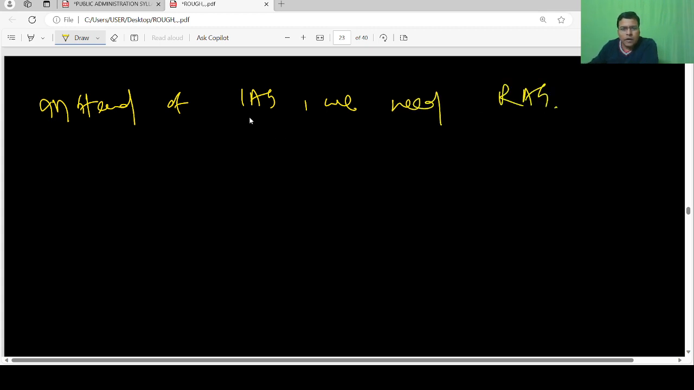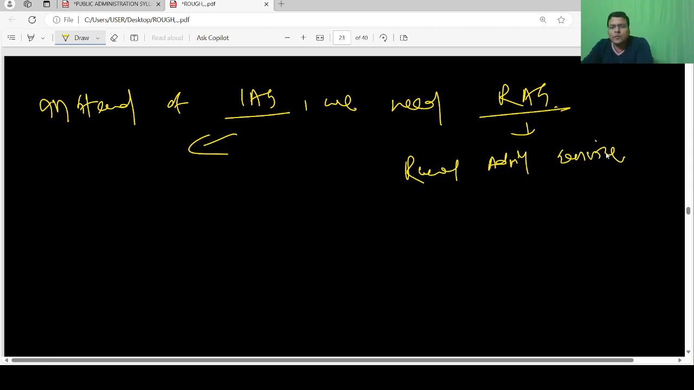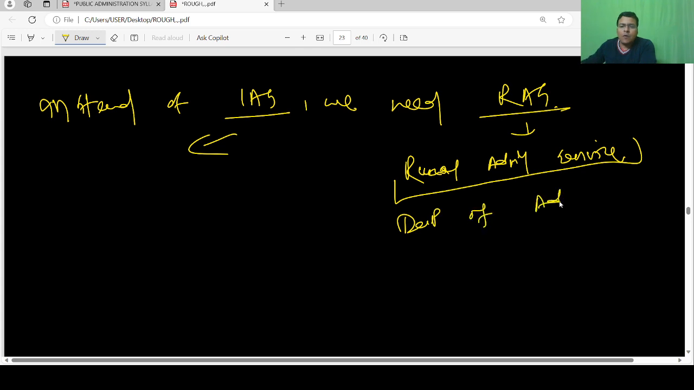Recently, there was one article in print that instead of IAS, we need RAS. IAS is Indian Administrative Service, RAS is Rural Administrative Service, a Rural Administrative Service Officer. Because a Rural Administrative Service Officer is development of administration.